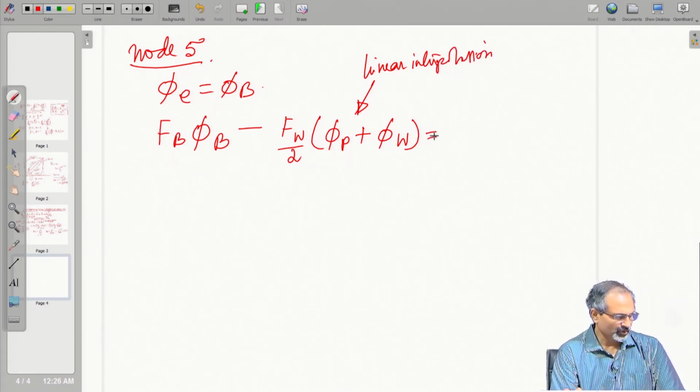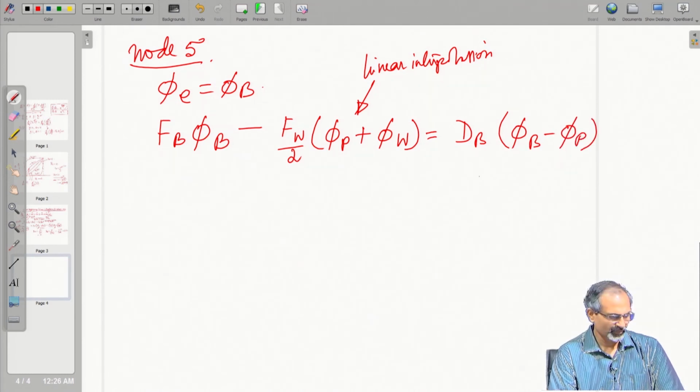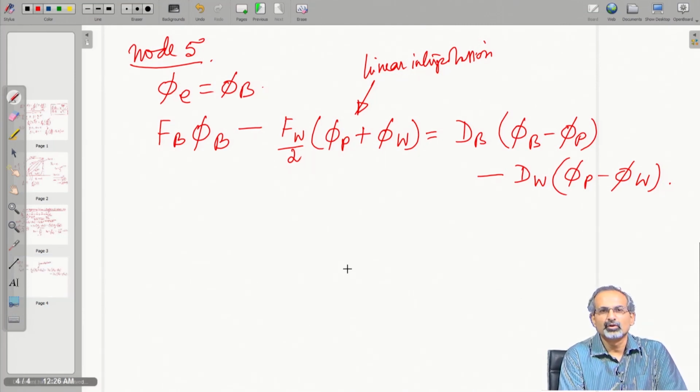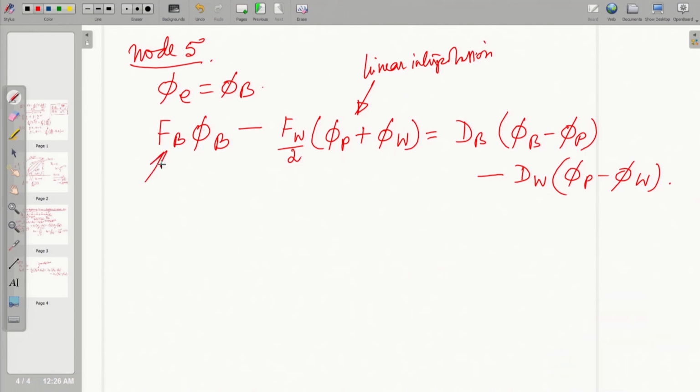And then on the right hand side, what do we have? We have d b times phi b minus phi p minus d w times phi p minus phi w. Again, the kind of changes we made for the boundary for the node 1 would work similarly over here. Let us see how we do it. So, you recall that F w will be equal to F b, it will be conserved, right. Let us call it F, because that is again coming from the continuity equation.